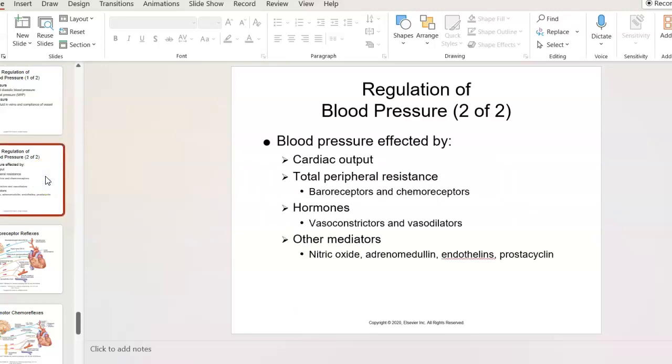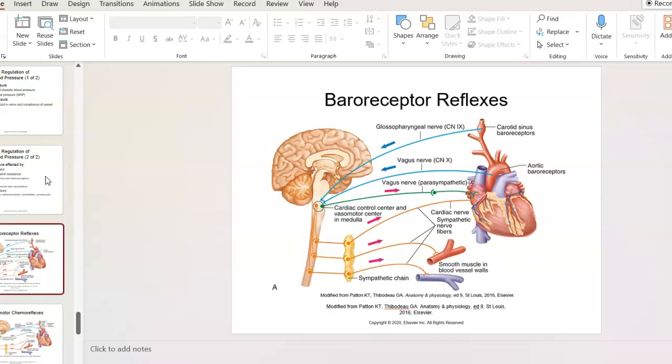Okay, regulation of blood pressure, it's affected by cardiac output. If cardiac output decreases, blood pressure will increase. Total peripheral resistance. Once again, if those baroreceptors, which are little areas of nerve receptors in the aorta, oh, actually, it's in the next picture. Here we go. So you can see in the arch of the aorta, right here, we have baroreceptors, and then we also have baro and chemoreceptors in the carotid arteries.